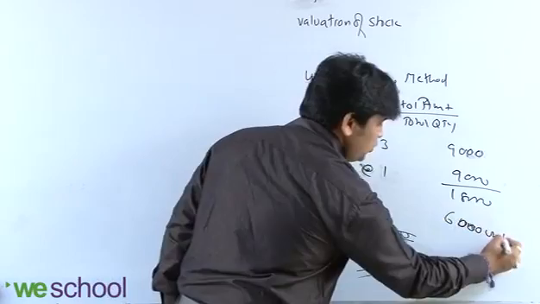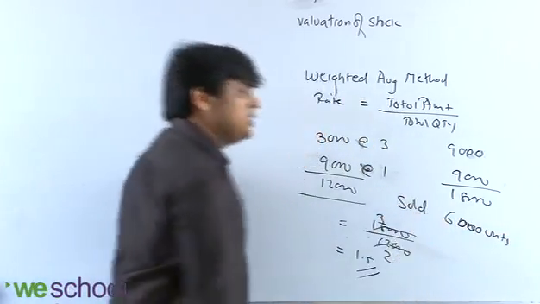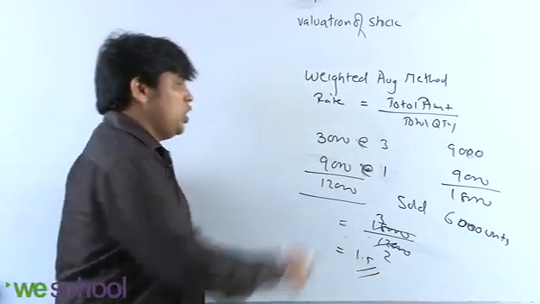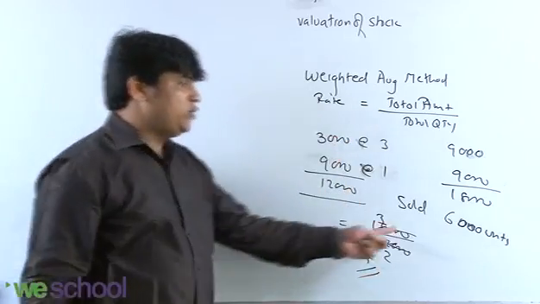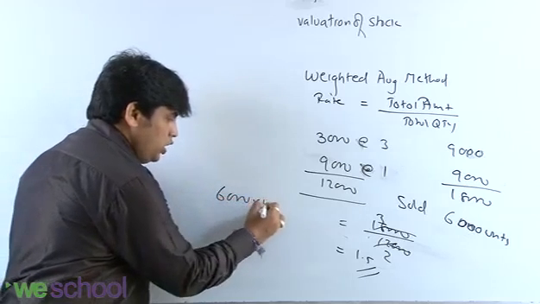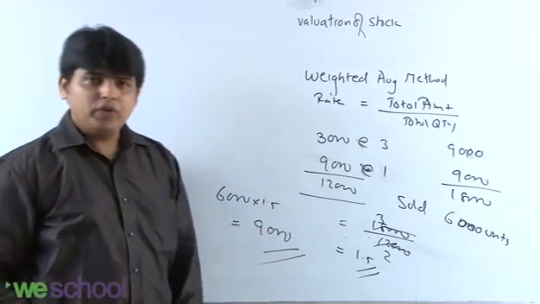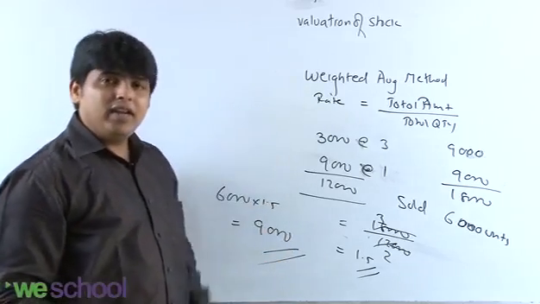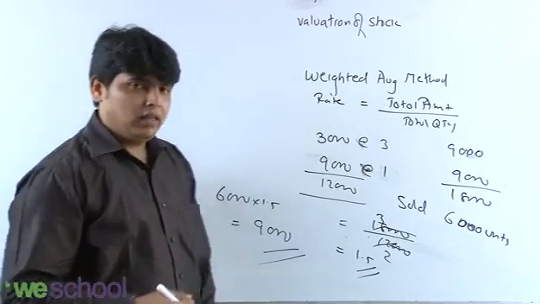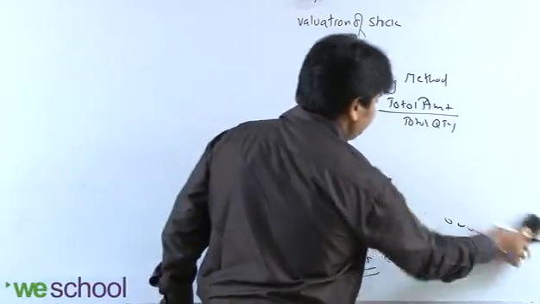6,000 units are sold by you. So what will happen? 1.5 into the remaining stock. Total 12,000. Out of that you have sold 6,000. So what is the remaining stock? 6,000. 6,000 into 1.5 gives you 9,000. This is the cost of your closing stock as per weighted average method. Now I would like you to solve one more sum for me. Okay, let us take one more example.